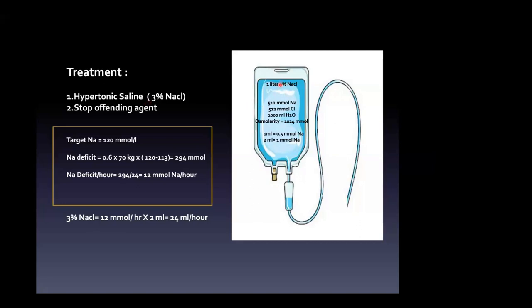Yeah, so I give them what is called hypertonic saline. Hypertonic saline, as I told you, 1 liter of 3% sodium chloride is basically 1000 ml of water with 512 of sodium and 512 of chloride. That basically means that 2 mLs of this solution has 1 millimole of sodium. And the next step to remember, if your plasma sodium, the starting sodium, is 113, and let's say I am targeting a sodium of 120 over the next 24 hours, then the sodium deficit, the amount of sodium that I need to give this person to increase the sodium from 113 to 120, is 0.6 times body weight times target minus current, that is 294 millimoles over 24 hours or 12 millimoles of sodium per hour.